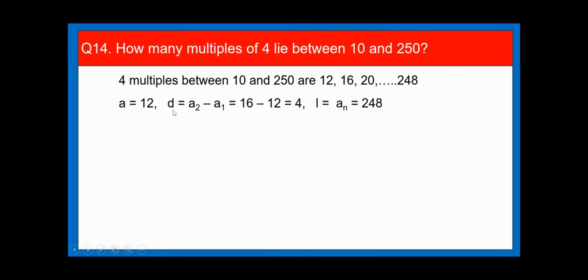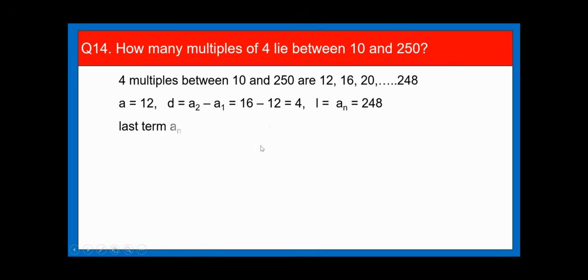Do you know how to find the common difference? It is nothing but the difference between any two successive terms, that is d is equal to a2 minus a1, that is 16 minus 12, which is 4. The last term, or nth term, of this progression is 248, and let us find the n value. Assume that this 248 is an.